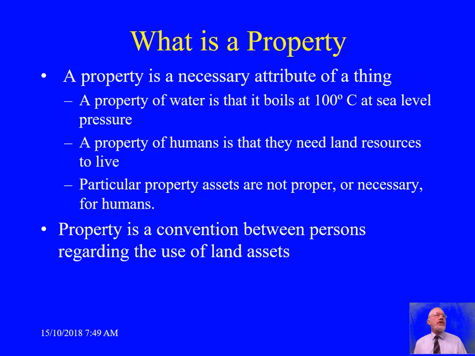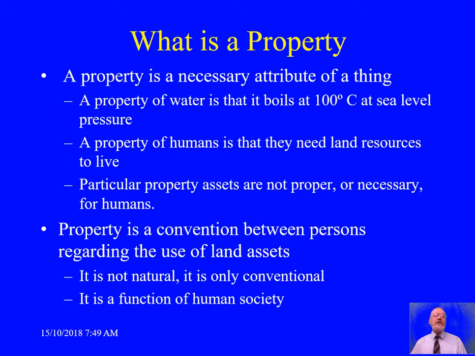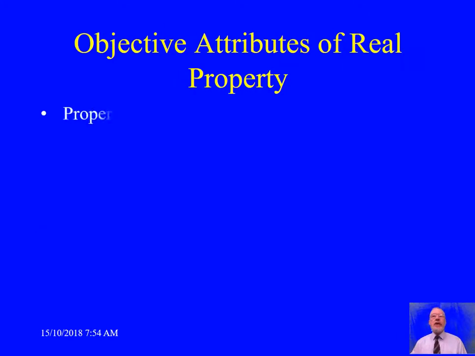It might be the mineral rights, for instance, or it might be the water rights in a particular tract of land. And so we might determine that somebody has the rights to all the gold they can find within a particular spatial area, parcel of land. It's a convention, and the convention is not natural, it is only conventional. It is something which has been determined by our society for the convenience of our society. And it is a function of our society.